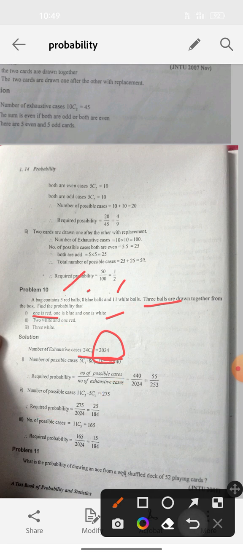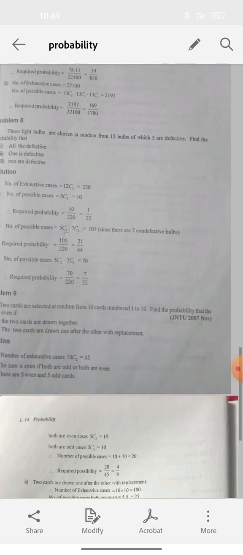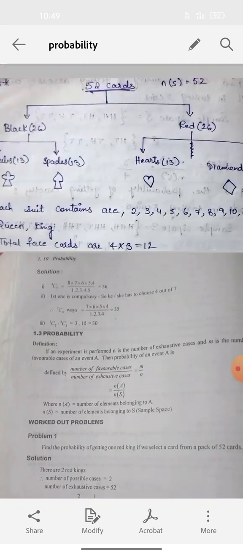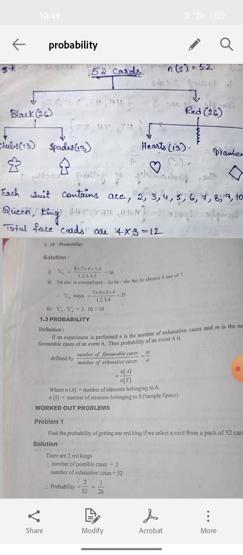Now number of possible cases for the third one is 3 whites. 3 have to be from white. So there are 11 white balls, from which you have to select 3. So 11C3. So total required probability is number of favorable cases by number of exhaustive cases. So this is how you will solve the problems on probability, some of the important problems.